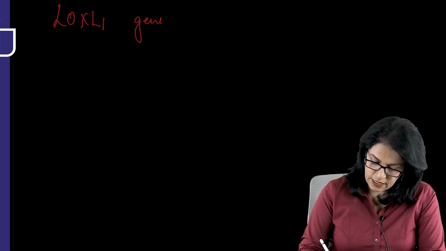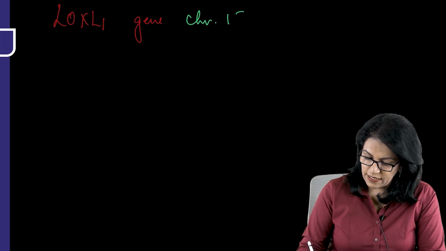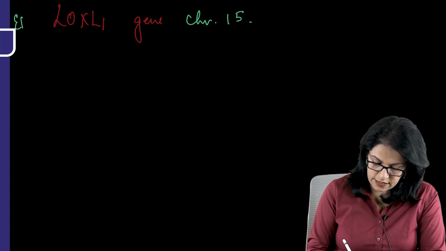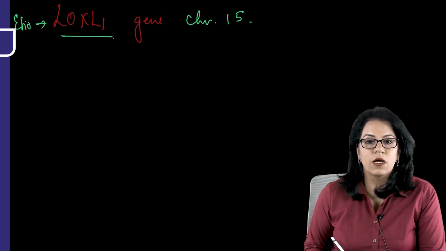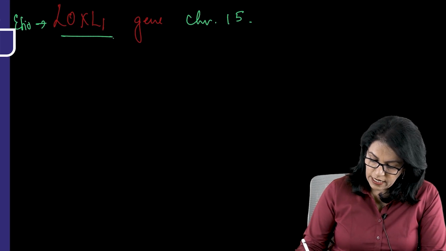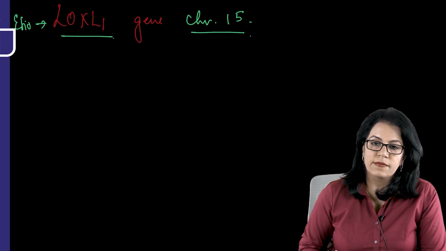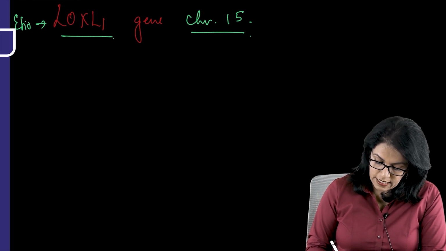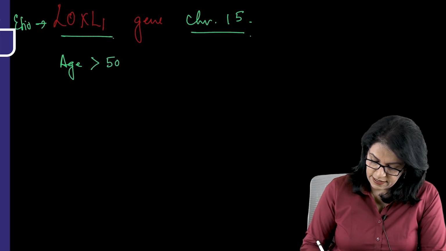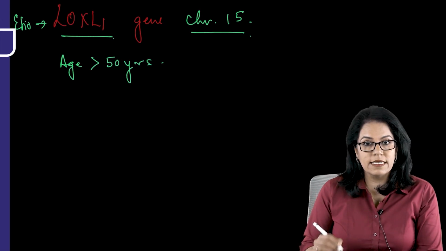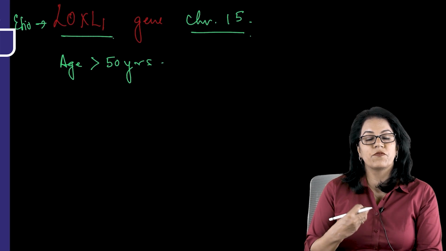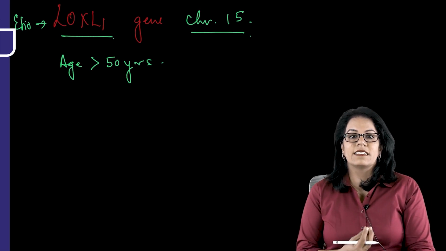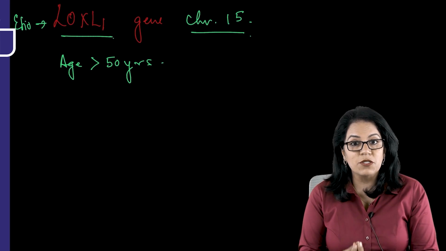This is in chromosome number 15. So mainly the etiology is genetic in origin. The name of the gene is LOXL1, in chromosome 15. It is mainly seen in the age group of more than 50 years. The biggest risk is that it causes open angle glaucoma, and because it is weakening the suspensory ligaments, it is one of the reasons of subluxation of lens.